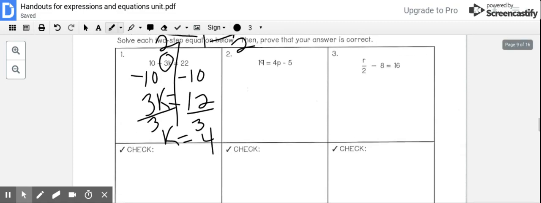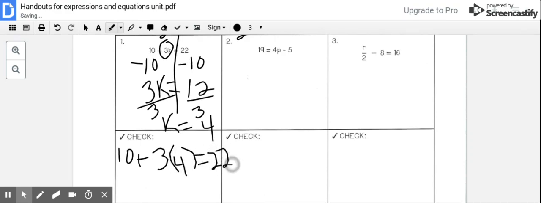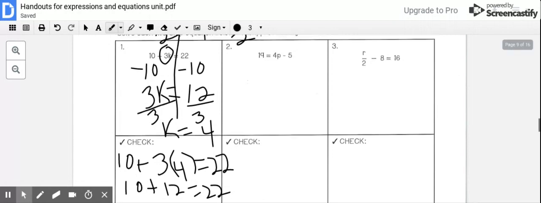So to check it, we plug the 4 in where the x is and see if we come up with 22. So if you plug the 4 in, you have 10, whoops, sorry, that was a plus, 10 plus 3, and this is right next to it, so we're going to put the 4 there, equals 22. And then you do order of operations, so you have 10 plus 12, and that equals 22. So it's just a good way to know that you did it right. I'm not going to require that of you, but it's a good way that you can go back if you don't think your answer is reasonable. You can always check it.